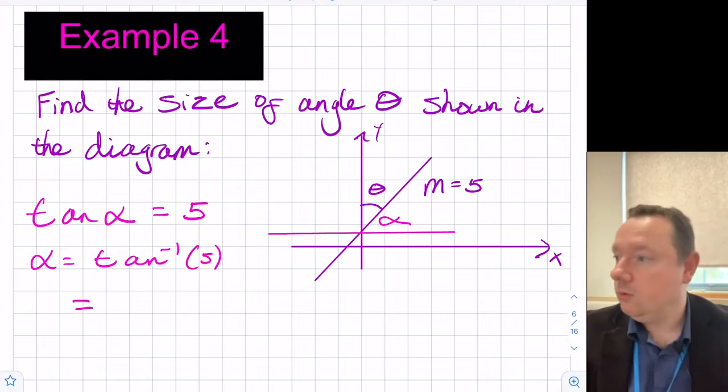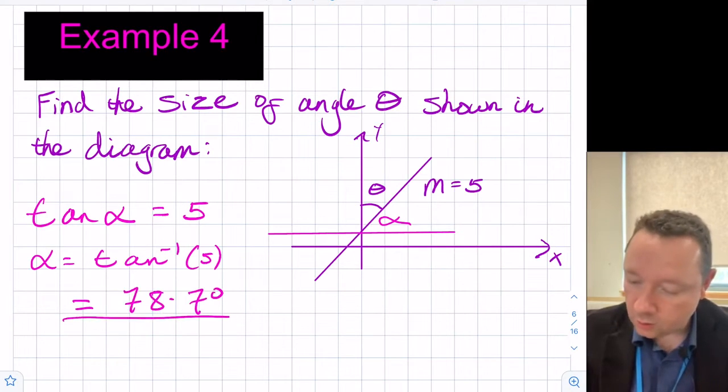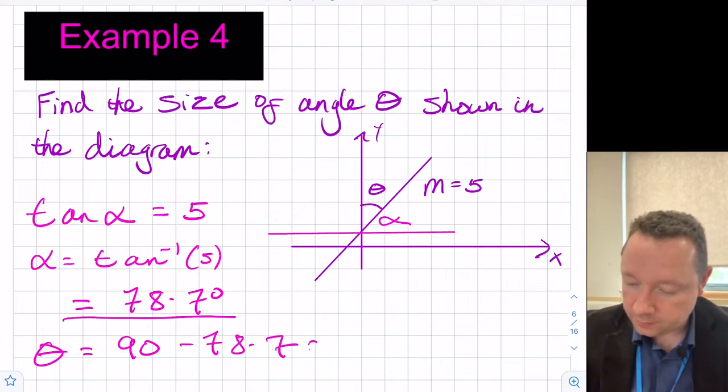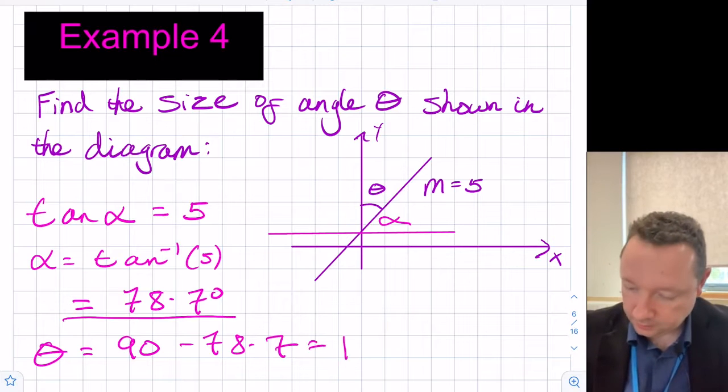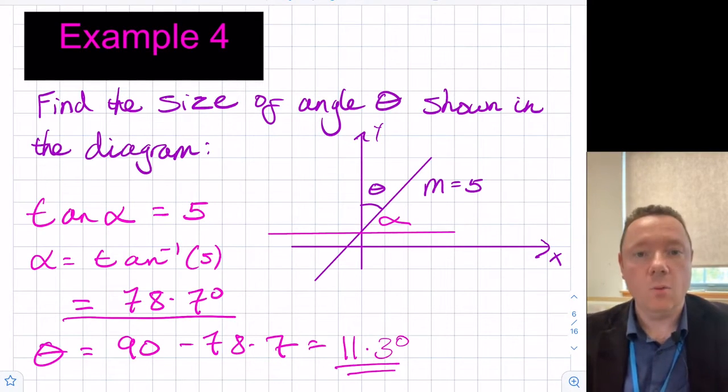And that would equal 78.7 degrees. So since we know that that's 78.7, then theta must be 90 minus 78.7, which is 11.3 degrees. So just watch out for what angle they're giving you, what angle they're trying to make you work out.